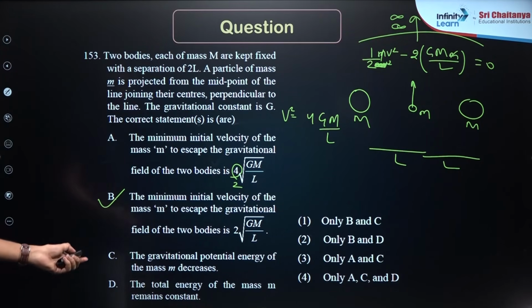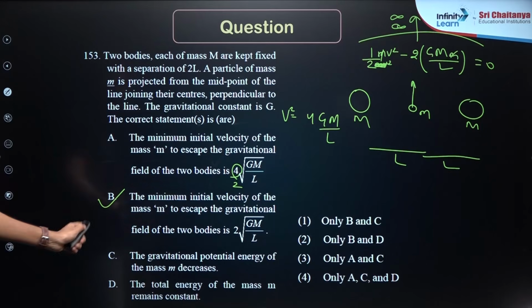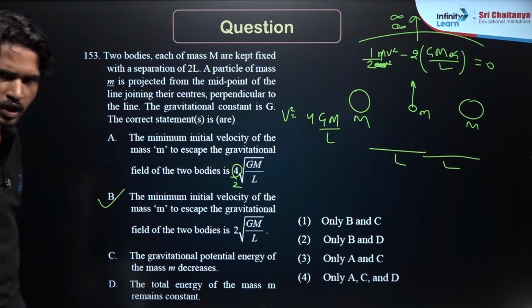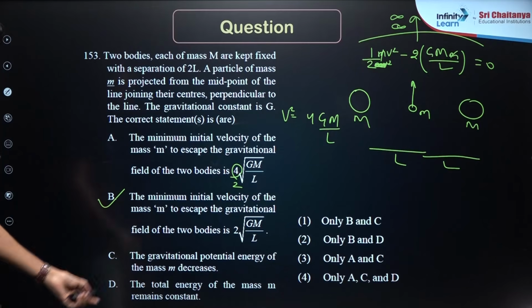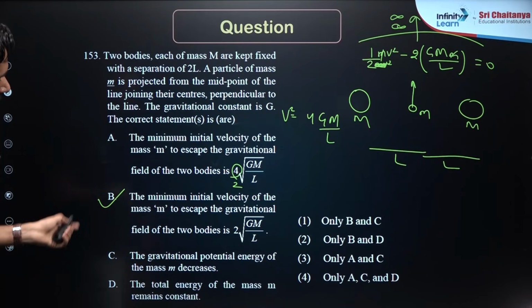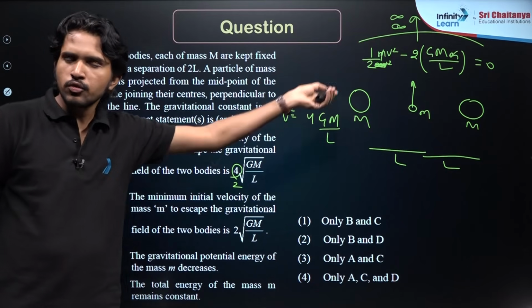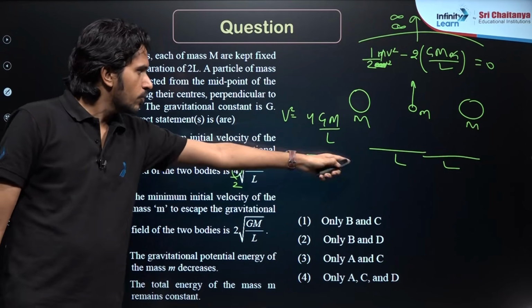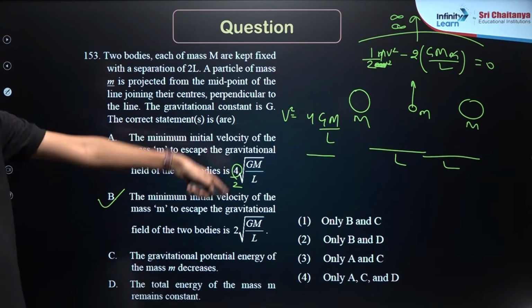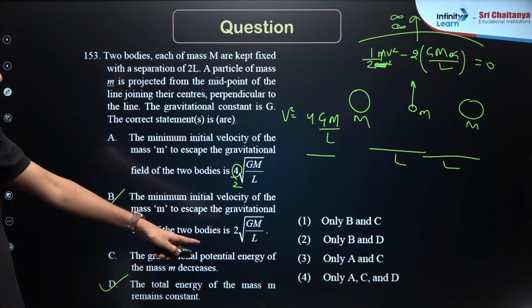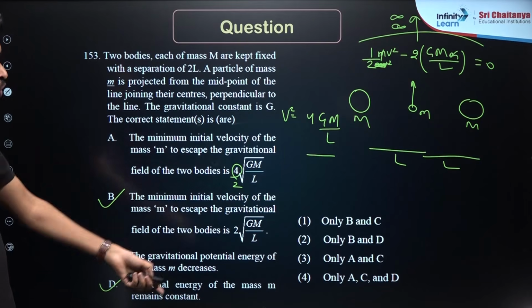Then the gravitational potential energy of the mass m decreases. No, we cannot say. Why we cannot say? Because initially that value was negative, now it is becoming positive. Okay, 0 means more than that. The total energy of the mass m remains constant. Yeah, that's what we applied to find the value of v final, that is root 4 G m by L. So options B and D are correct. Option 2.